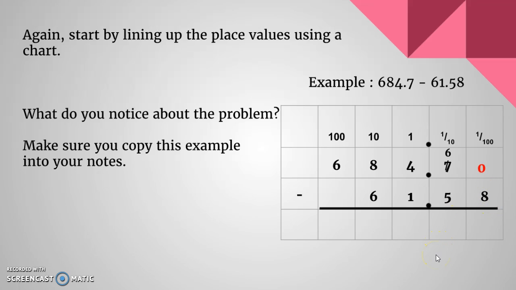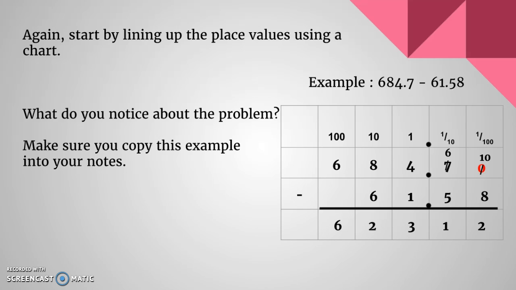So I'm going to borrow from the 7, make that a 6. The 0 now becomes a 10. 10 take away 8 is 2. 6 take away 5 is 1. 4 minus 1 is 3. 8 minus 6 is 2. And 6 take away nothing is 6.